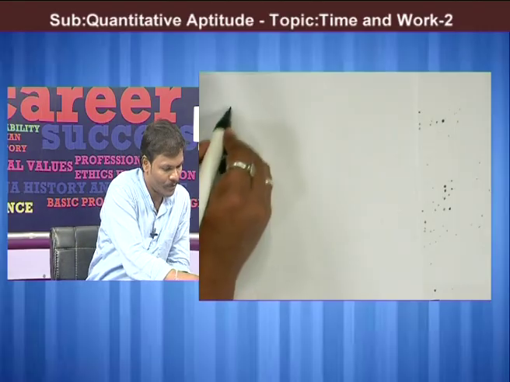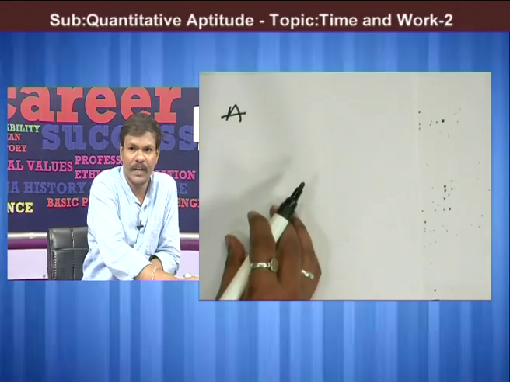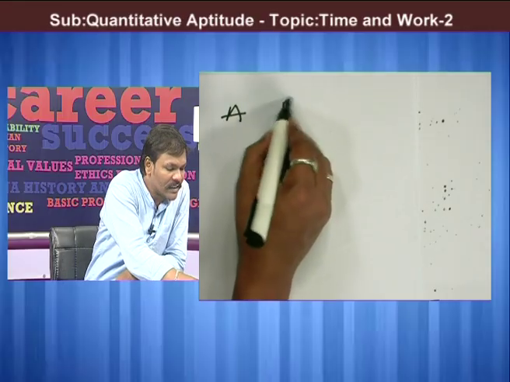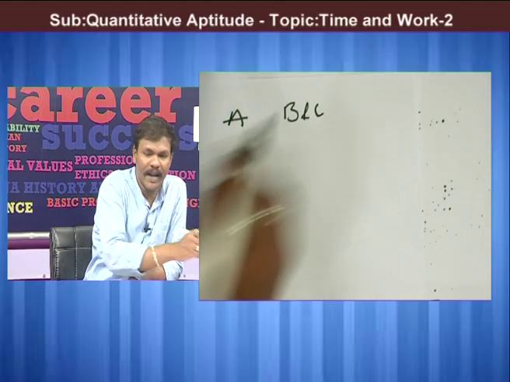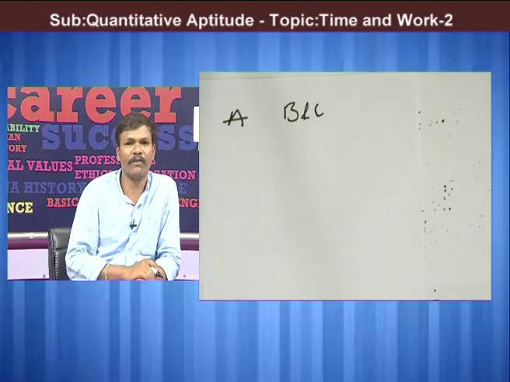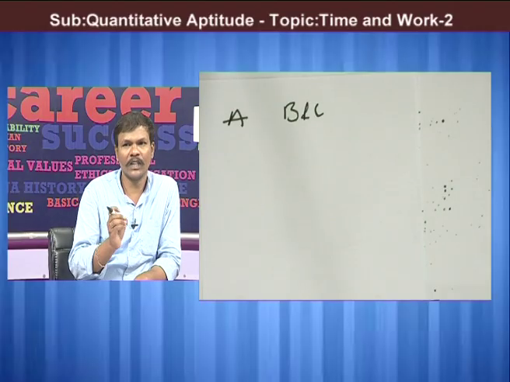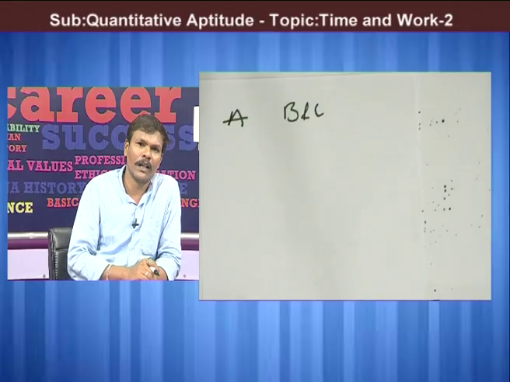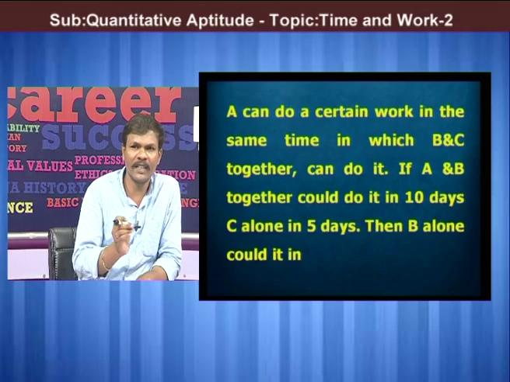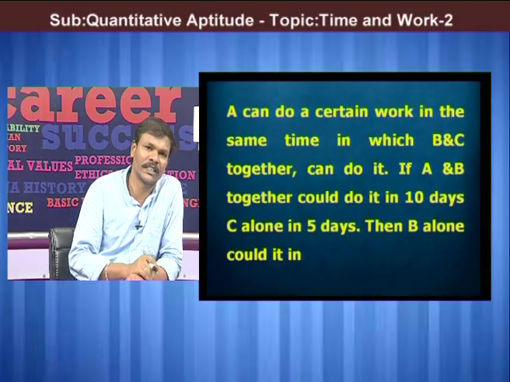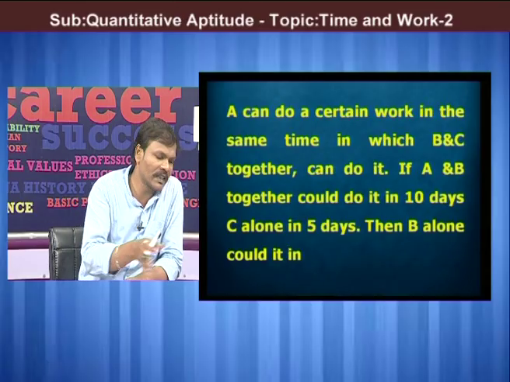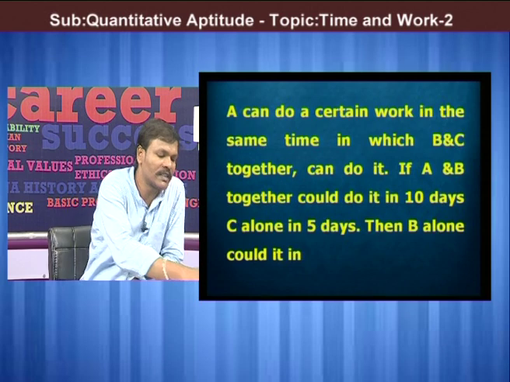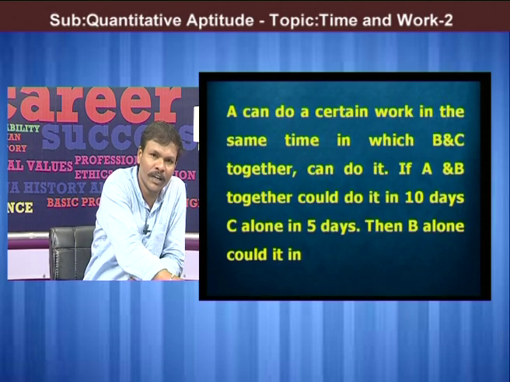First, A's working days are the same as B and C's working days. If B and C together work 10 days, A works 10 days. If B and C together work 20 days, A works 20 days. If B and C work 15 days, A works 15 days. The B and C working value and A's working days value are the same.